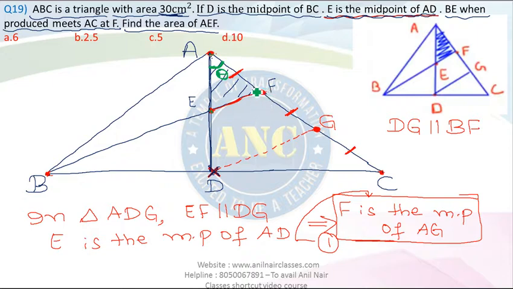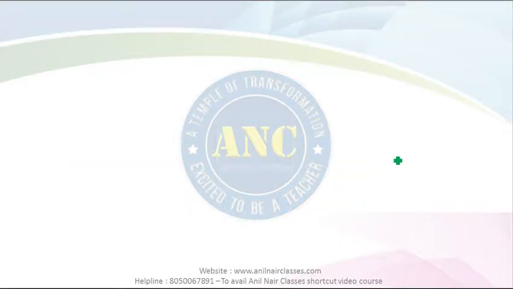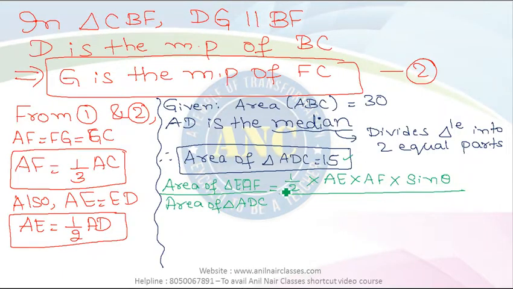Why did I take ADC? Because ADC area is known, and in ADC also angle A will come. Opposite to theta is DC. Forget about that DC. Take the product of the other two, AD and AC. That means area of triangle ADC can also be written as half into AD into AC into sin theta. Sin theta cancels with sin theta, half will cancel with half. The remaining parameters are AE by AD, AF by AC.